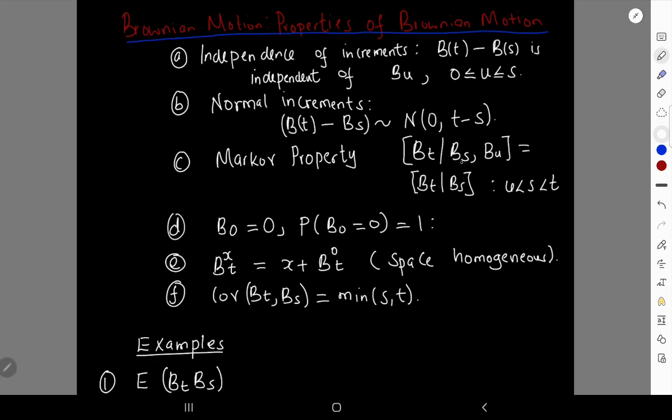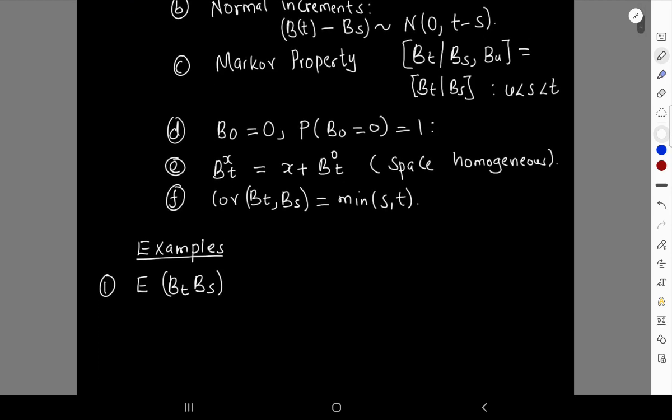It depends only on the present given the past. Also, we have the property that Brownian motion has probability 1 that at time 0 it is equal to 0. Also, we have space homogeneous property, and we have covariance is always given by minimum of S and T. Let us illustrate these properties by examples.